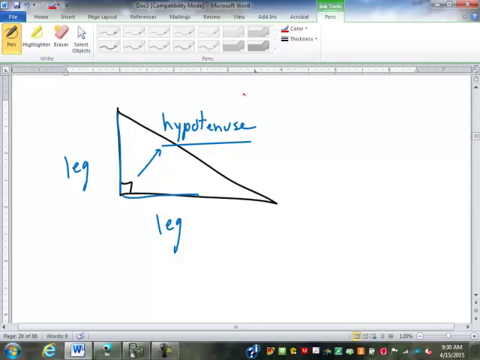So when I label a right triangle, I would label the legs A and B, and the hypotenuse is usually labeled side C. So the lengths of the legs are A and B, and the length of the hypotenuse is C. There's a relationship that was developed about 1,500 years ago that describes those sides as A squared plus B squared equals C squared. You may have heard it called the Pythagorean theorem.